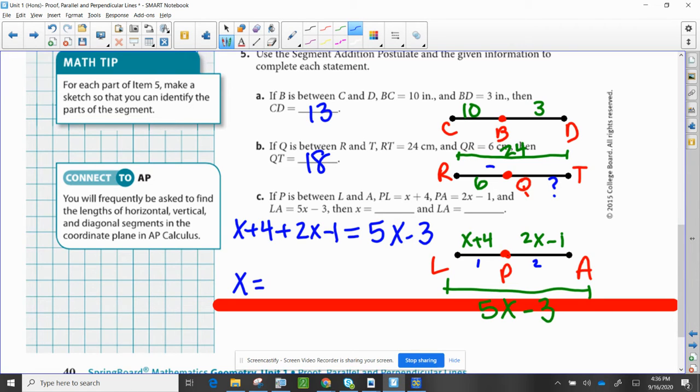Okay, we should have got that x was 3. So if x equals 3, what is the length of LA? Okay, if we plugged in 3 for x, we should have got that this length is 12. Okay, so I just want to reiterate, it's really important to start drawing pictures and labeling your pictures, because that's going to make your life a lot easier. Okay, so that is our segment addition postulate.